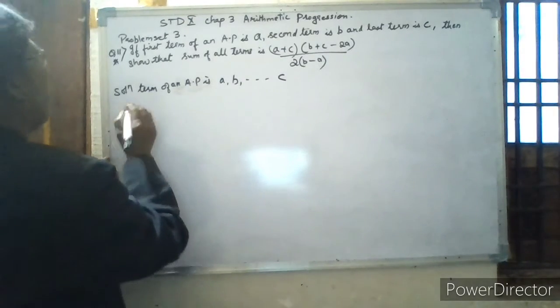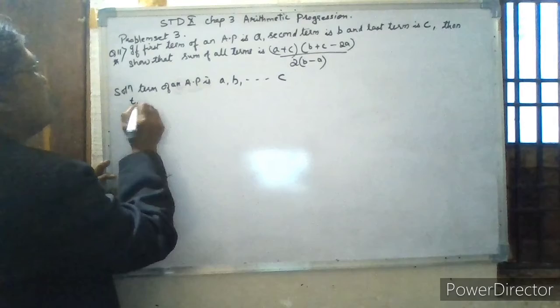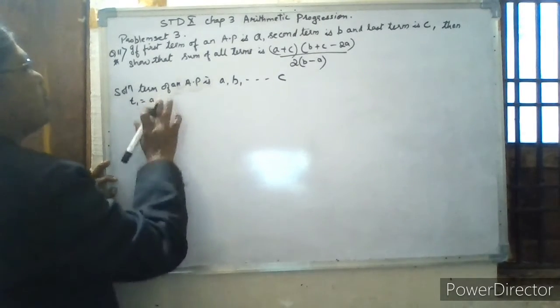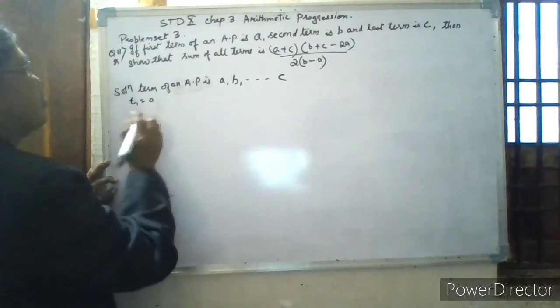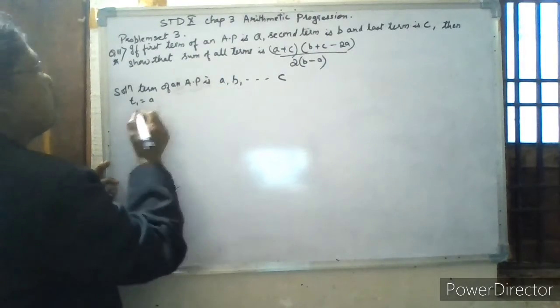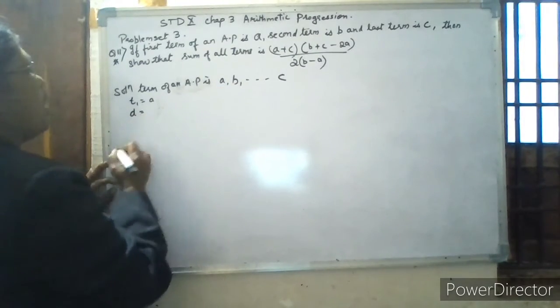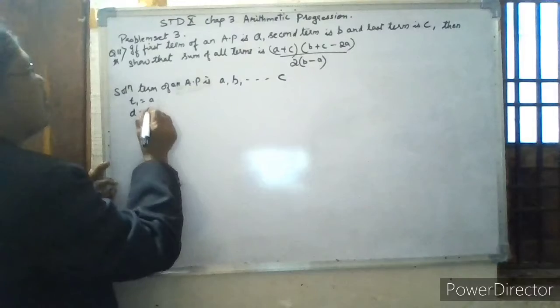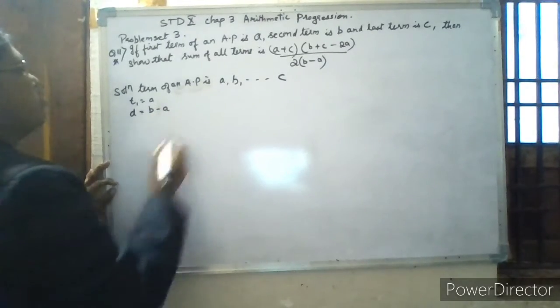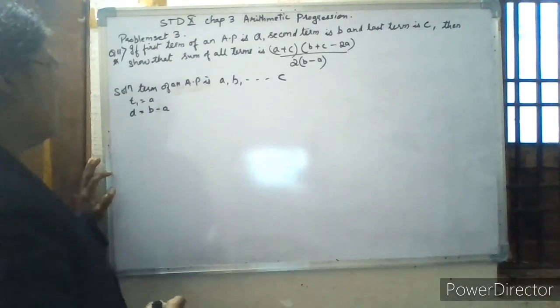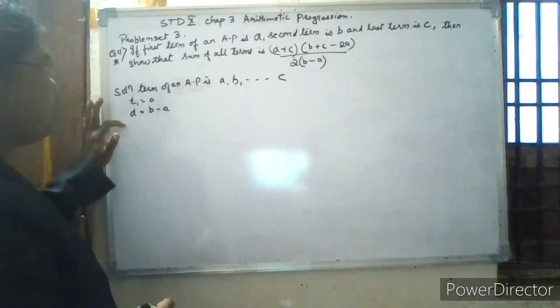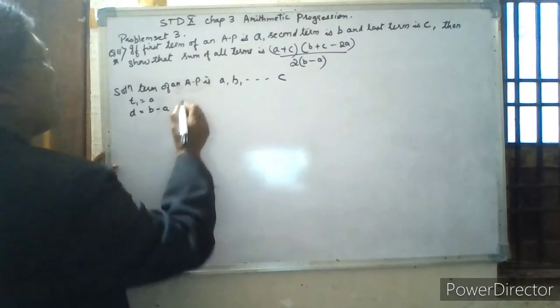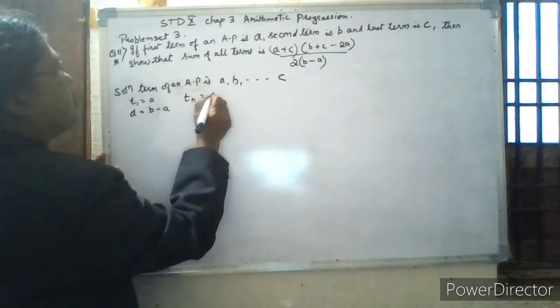So here the first term is A. Then the second term is given, so we can find the common difference as the second term minus A, that is B minus A. This is the common difference. So we got the first term and the common difference. Now the last term, the nth term, is given as C.